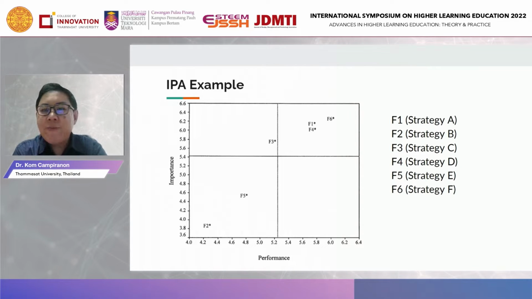The answer is F3. And the reason is because F3 has a high importance, but we got a low performance, which means customers think that this is important, but we are not doing well, right? So on the top left corner, F3, that needs to be done first, okay?